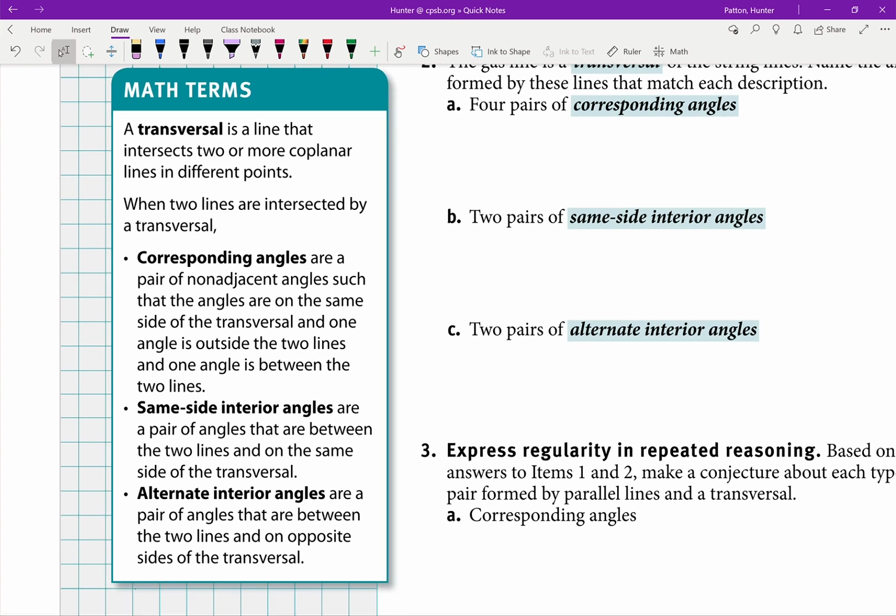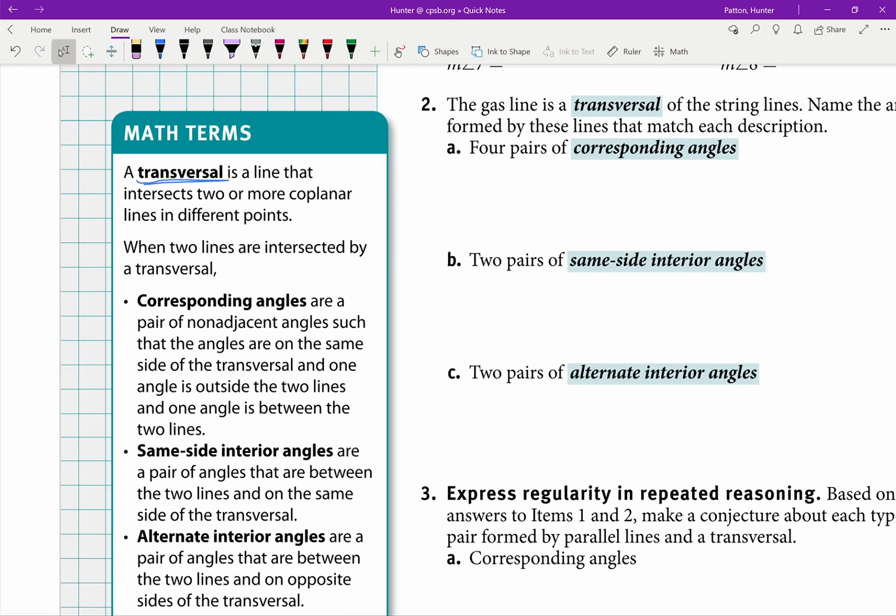All right, let's read the first one. A transversal is a line that intersects two or more coplanar lines in different points. Okay, so it's just a line that intersects two or more coplanar lines, meaning that the lines are on the same plane, in different points. So I want to tell you right now, a transversal does not have to intersect parallel lines. It's just one line intersecting two or more lines that are on the same plane. Okay, but what we're going to talk about in this section more is parallel lines like that.